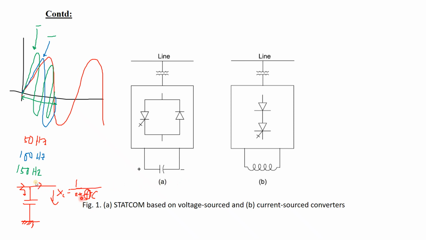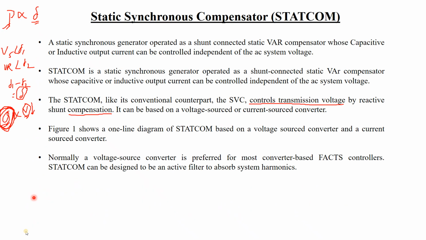But for higher frequency, the reactance is less, so the current will travel through this particular capacitor. Accordingly, the value of the capacitance should be set as per the requirement of the current, because we know what current is flowing in the system. It should act as a proper active filter.